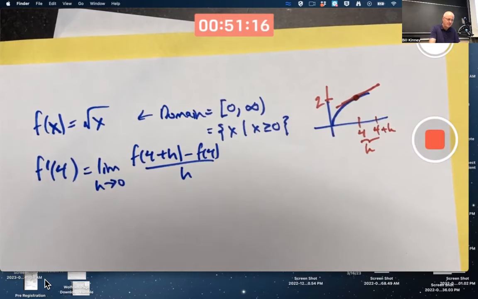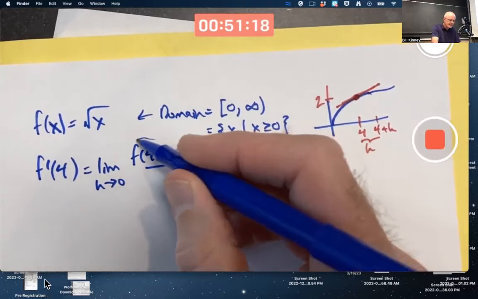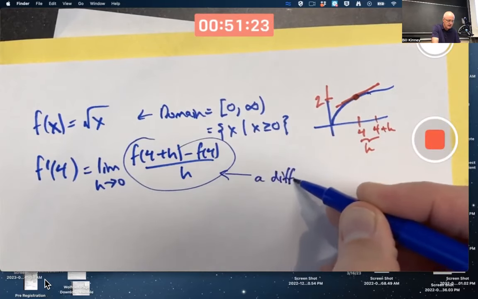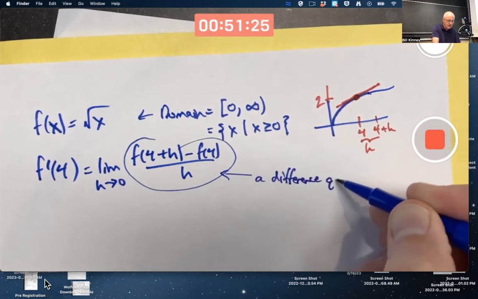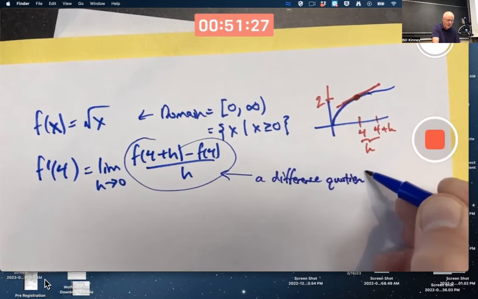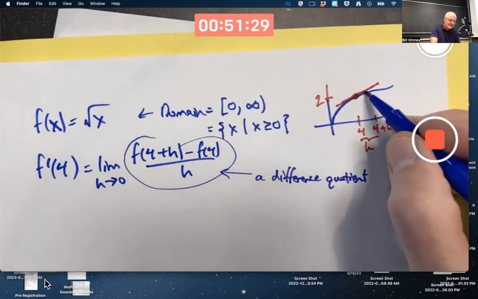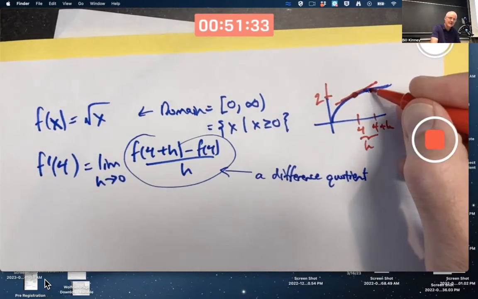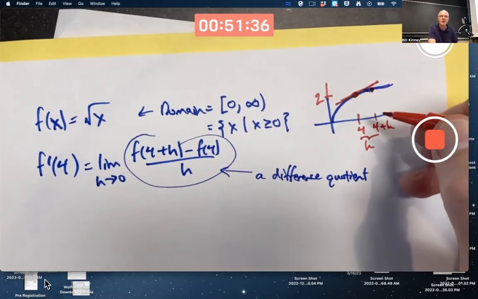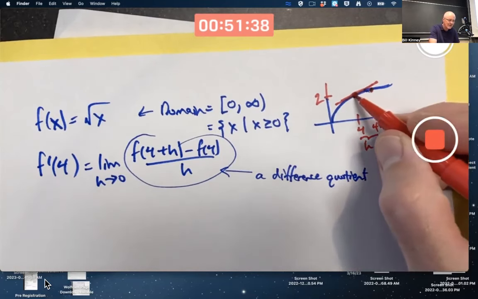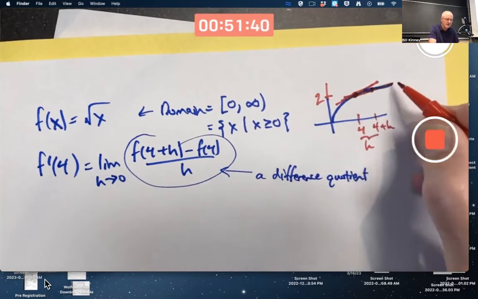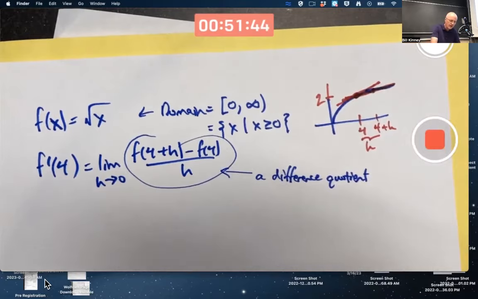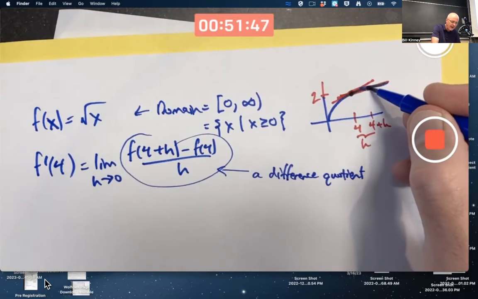And what are we doing? This thing is called a difference quotient. It represents the slope of a secant line. A secant line on a circle just connects 2 points of a circle, 2 distinct points of a circle. A secant line for a curve connects 2 different points on the curve. There's 2 different points I'm trying to draw there. One right here, one right there.